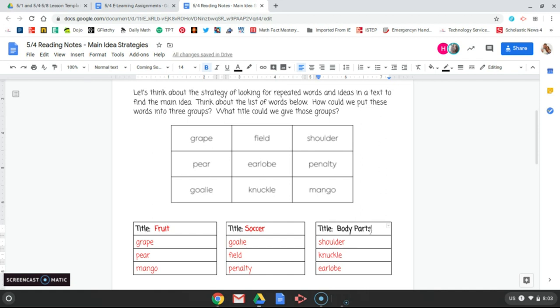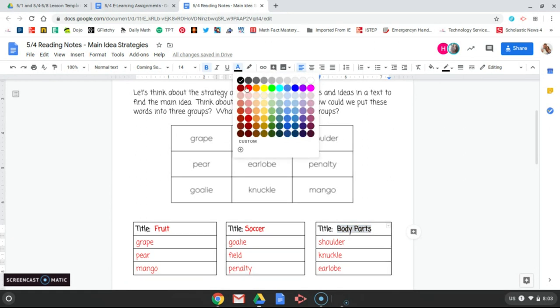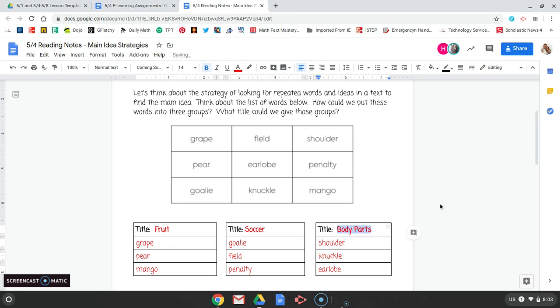Okay. So this is showing you how words and ideas can repeat in a text. So sometimes it might be the exact same word that's repeating over and over again, but it might also be categories or groups of things that go together, or words that are synonyms for each other that are constantly repeating, and those are leading you to what the text is mostly about.